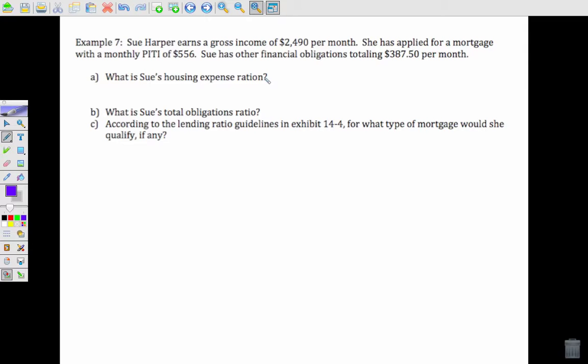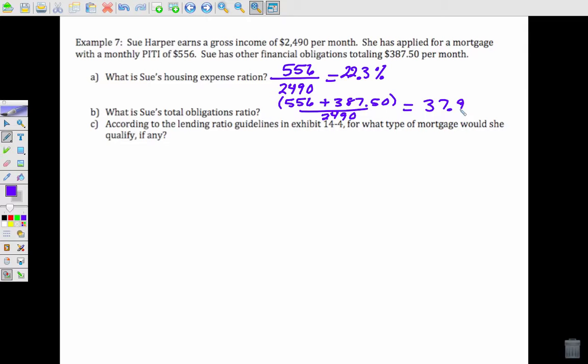Well, all we need to do is that comparison. Her housing expense is $556, the loan she's trying to get, and her gross income is $2,490. This gives us a percent of 22.3%. Now let's do the total obligations ratio. We take the 556 plus her other obligations, 387, and divide by the total of 2,490. The top is the total obligation, and this gives us 37.9%.